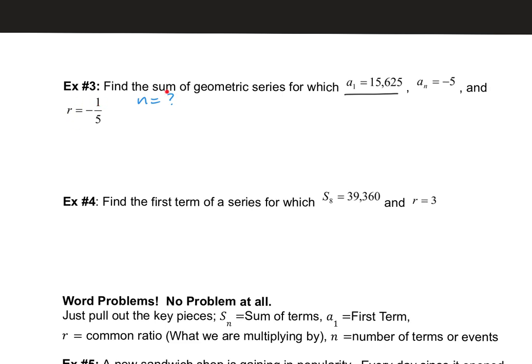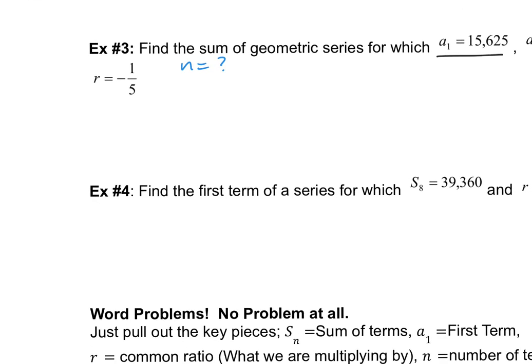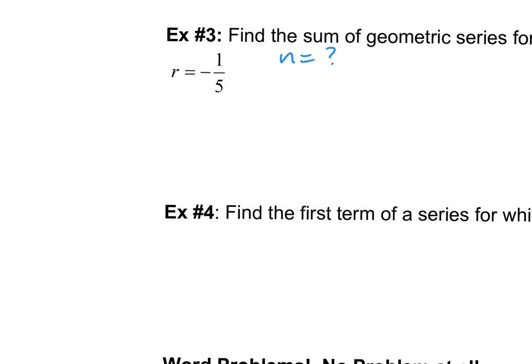So to move on, we really need to figure out what the n value is. Now, there's a few different ways we can do this. I'm going to come over here and just kind of write down some of the information. So I'm just going to copy down that a sub 1 is 15,625. So let's think about how we could do this.